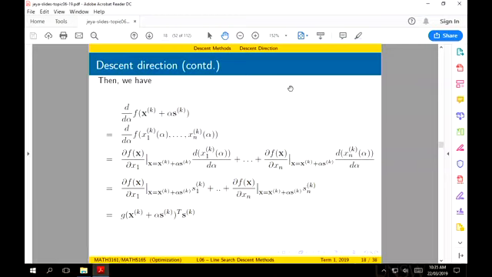Maybe we want to look at an example to understand this calculation, because this n-dimensional case can be difficult to see. I'm going to give you a little example. This is how this can be calculated.